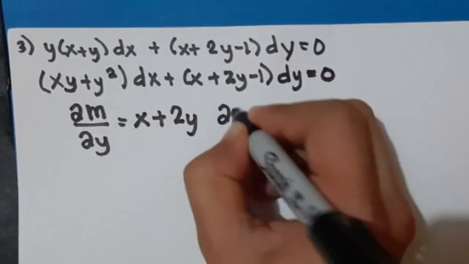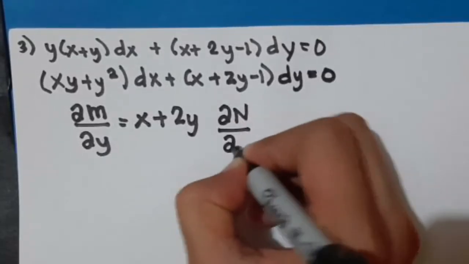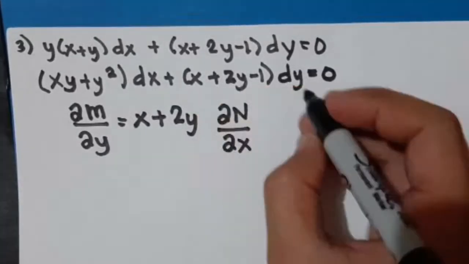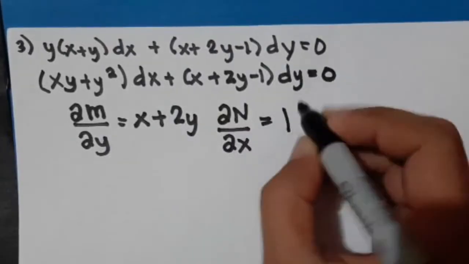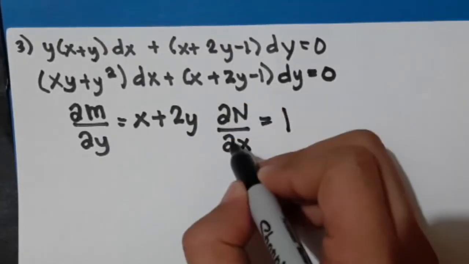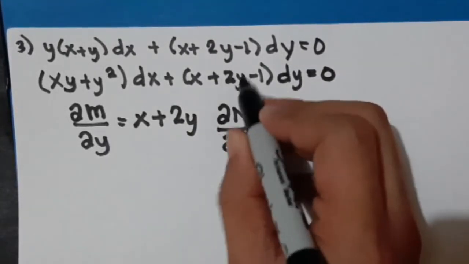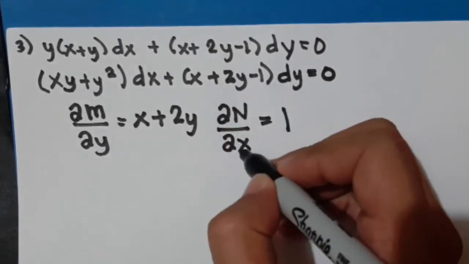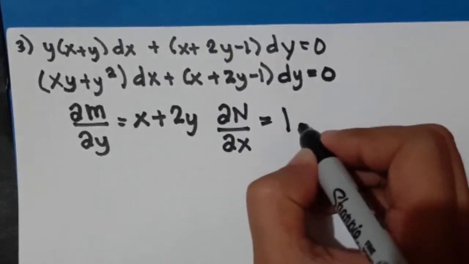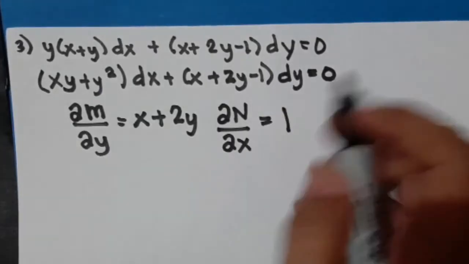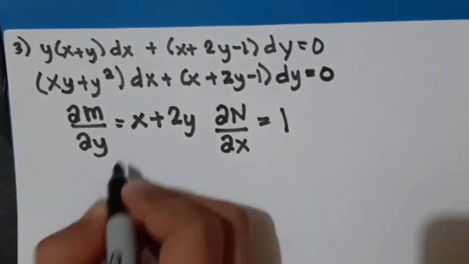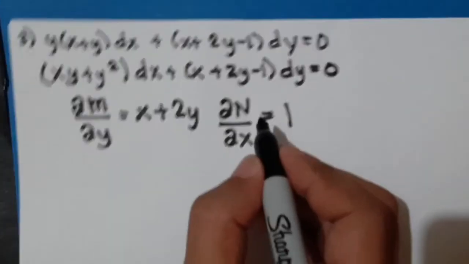So partial derivative of N with respect to x, this time the derivative of x is simply 1. Then derivative of 2y with respect to x, again 2y is constant, so we know that the derivative of a constant is simply 0. Same as the derivative of negative 1 is 0. So since they are not equal, therefore the equation is non-exact.